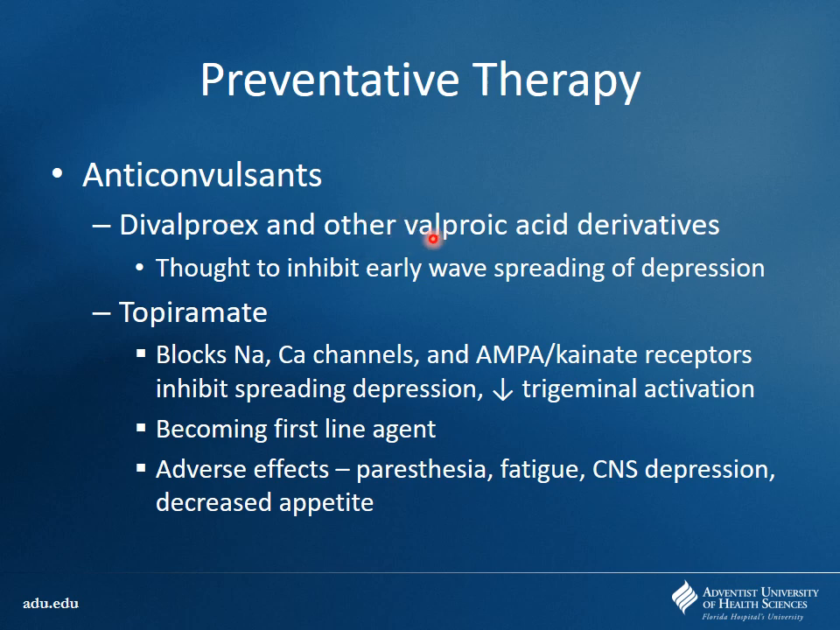Some of this is thought to help prevent that kind of spreading wave that leads to the vasodilation that occurs. So if you can prevent that from occurring, hopefully you prevent the migraine. And then Topamax is going to be the other big one, topiramate. Again, multiple mechanisms there, hopefully depressing the activation of that trigeminal nerve. That's what leads to a lot of the pain that actually occurs for those patients.